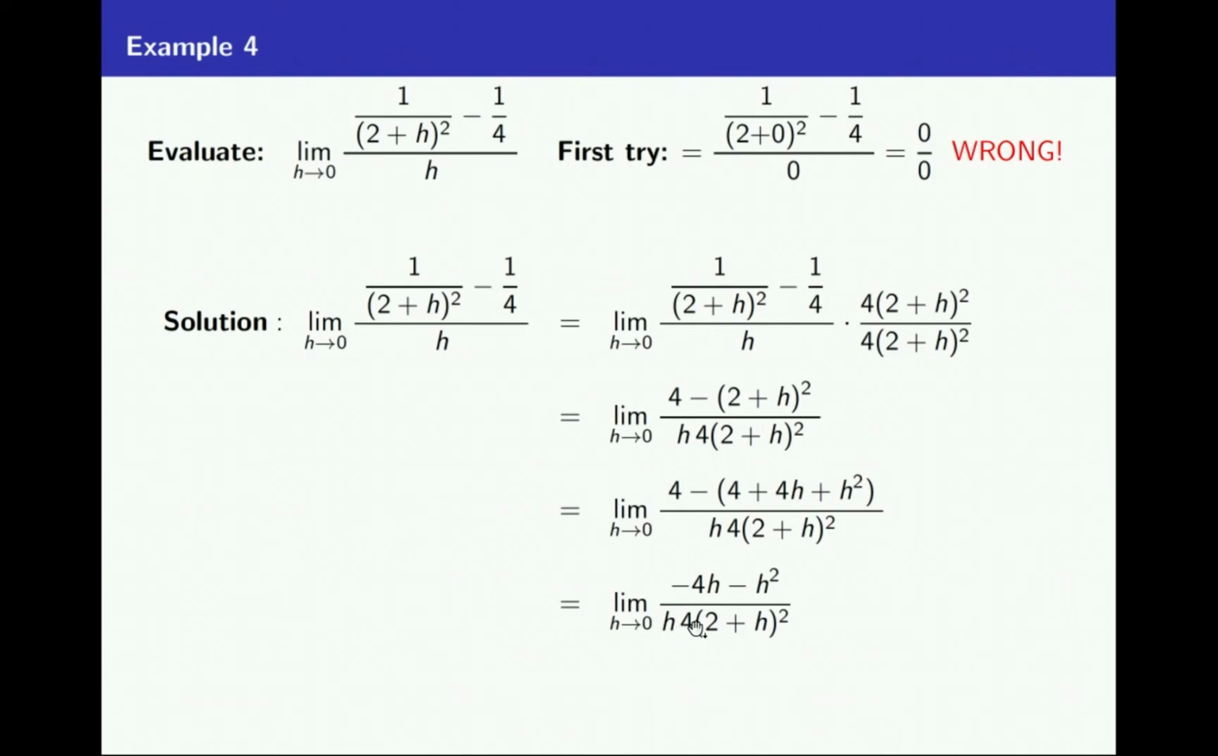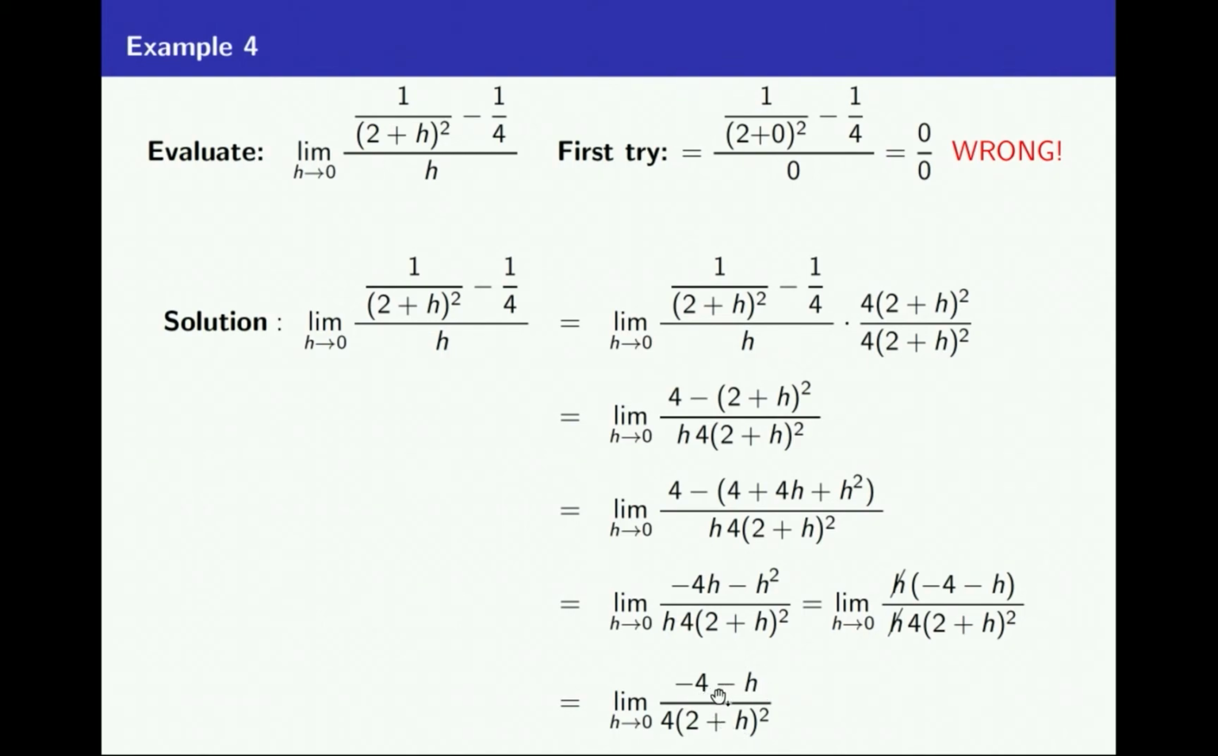Now, can that h cancel? Actually, yes, because we could factor an h out from the top. Doing that, we get this limit as h approaches 0 of h times negative 4 minus h, that's the h factored out here, divided by our previous denominator, and now those two h's cancel out. Now that's good because remember, the h on the bottom was precisely what was causing the problem here. It was approaching 0, and we've just canceled it out. What are we left with? The limit as h approaches 0 of negative 4 minus h over 4 times the quantity 2 plus h squared.